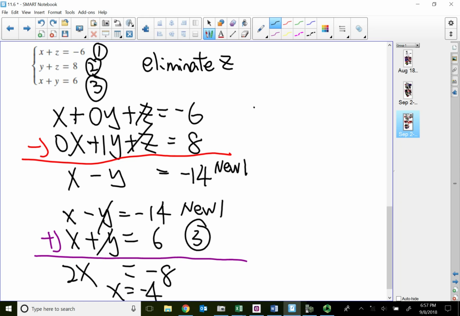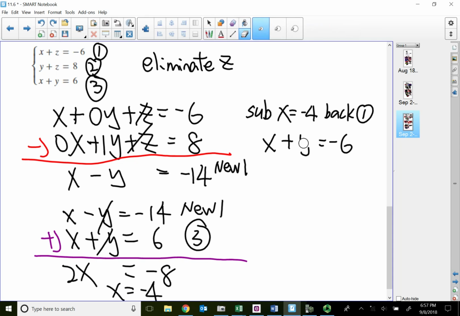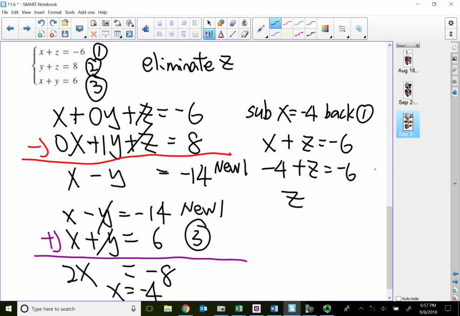So x equal to -4 back to the first equation to get z. X plus z equal to -6. X is -4 plus z equal to -6. So move the -4 over, become +4. So -6 plus 4 is -2.